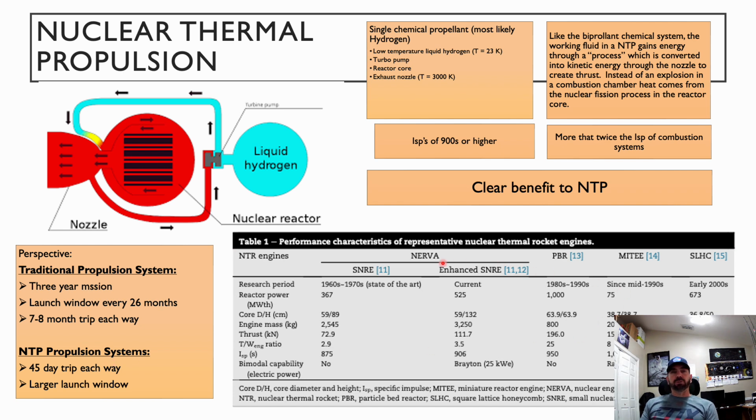And this table here just shows different reactor proposals that are being worked on, but I wanted to point out the different ISPs that we see. 875, 906, 950, and this one here you can't see, but that's 1,000 seconds. So much higher ISPs, great benefit to the nuclear thermal propulsion over the traditional combustion engines.